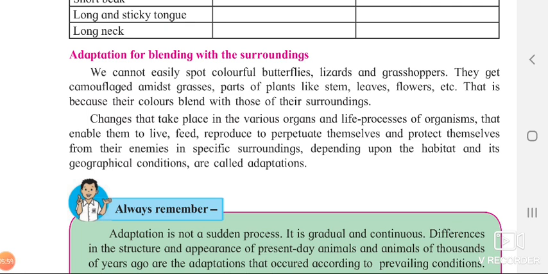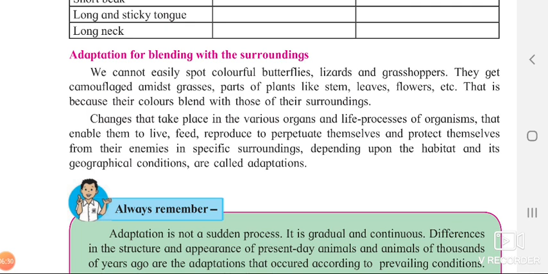For example, if you see the lizard or the snake or the chameleon, what do they do? They get adjusted in such a way in the surrounding that you will not identify that, baba, this animal is located here. Frog also, you can see the color of the frog is same like the soil. It is in such a way that it can easily hide in the grasses. So depending upon the habitat, meaning the place where they stay, and its geographical conditions, these changes are called adaptation.